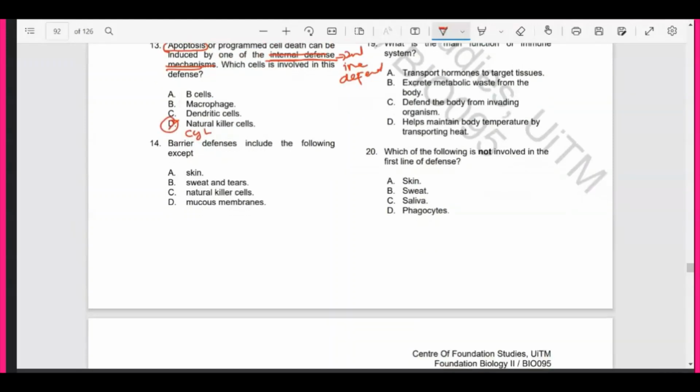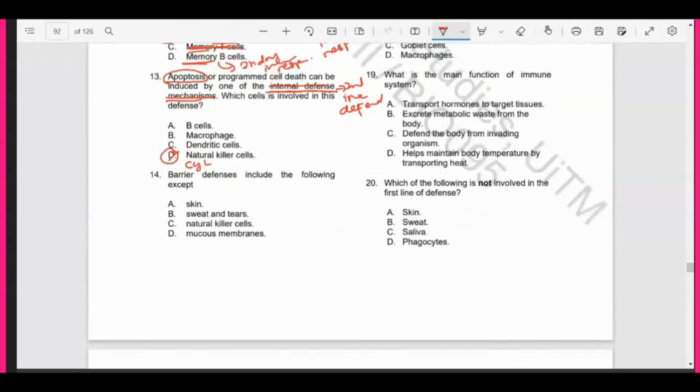Okay, so number 14, Amin, another Amin. Number 14, various defenses include the following except C, natural killer cells, because natural killer cells the second line which is internal defense. So barrier adalah first line, skin, sweat, tears, mucous membrane.